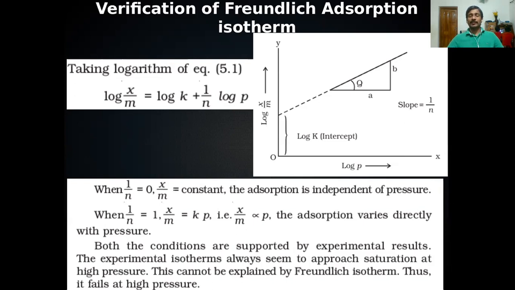So Freundlich adsorption isotherm fails at a high pressure, because you will not get a straight line graph at a high pressure. So Freundlich adsorption isotherm is verified at low pressure but fails at a high pressure. So it is not completely correct.